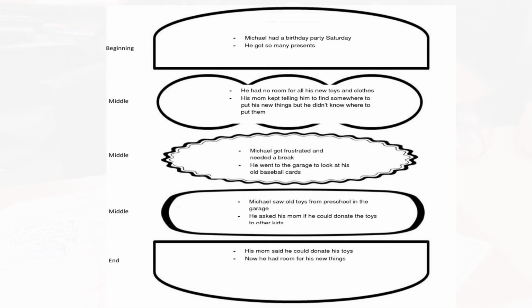In the middle, he had no room for all his new toys and clothes. His mom kept telling him to find somewhere to put his new things, but he didn't know where to put them. Also in the middle, Michael got frustrated and needed a break. He went to the garage to look at his old baseball cards.